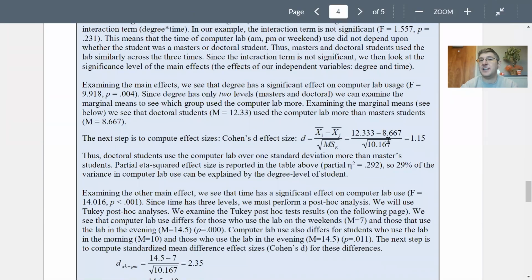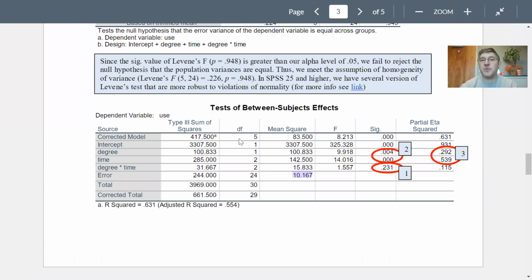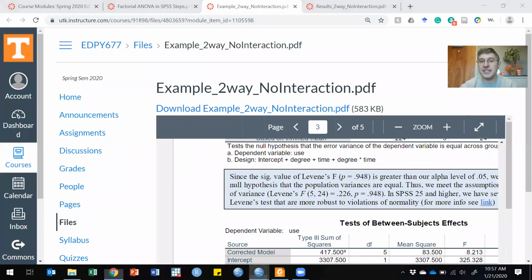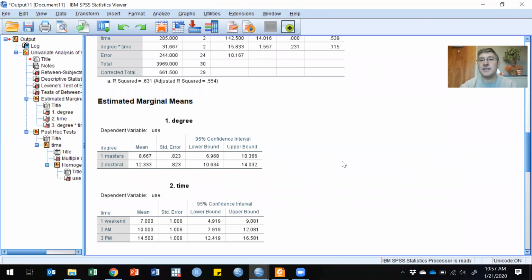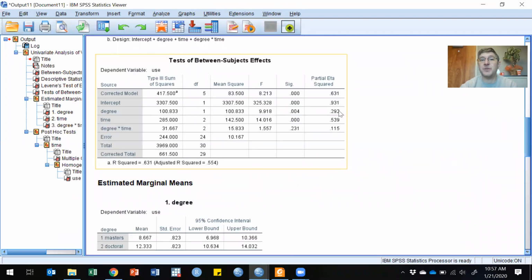And that's what I did here. So that's just saying that doctoral students use the computer lab over 1 standard deviation more than master's students. The one-way between subjects effects also gives you a partial eta squared statistic. So you can see that 29% of the variance in computer lab use can be explained by the degree level of the student. And when I ran it here, we found the same thing.